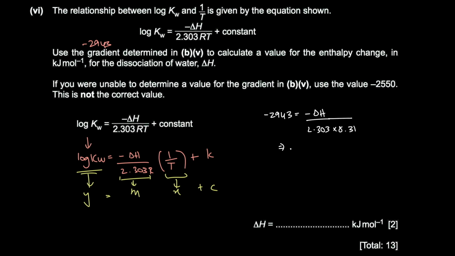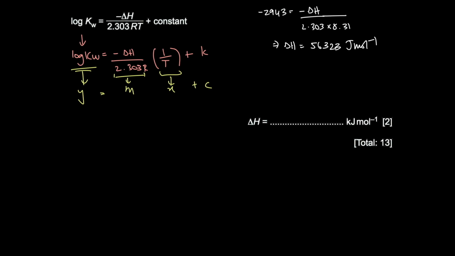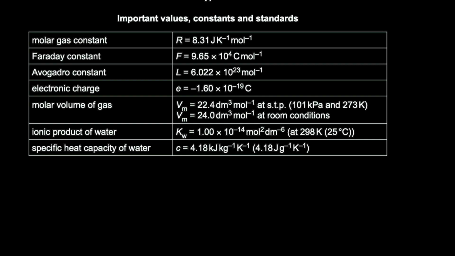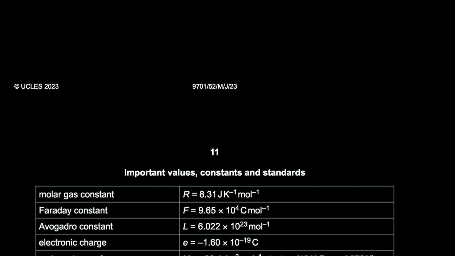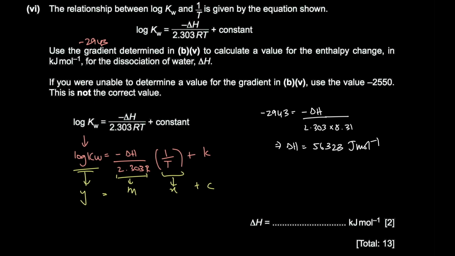So that gives us the value of delta H as 56,323 joules per mole. Be careful about the units. They want the answer in kilojoules per mole, but the molar gas constant, 8.31, is given in joules per mole per Kelvin. Again, you can refer to the table at the back of the paper. So we've determined the enthalpy change in joules per mole, and we can just divide by 1000, and that gives us the enthalpy change as 56.3 kilojoules per mole.